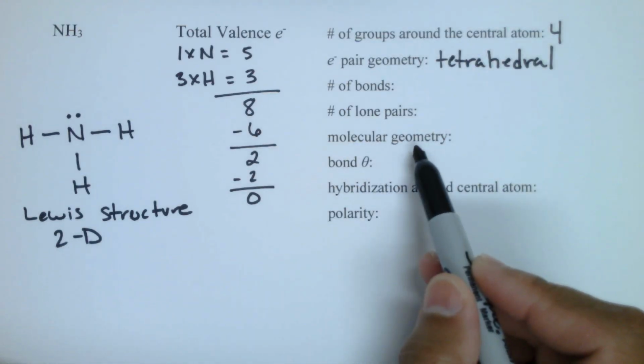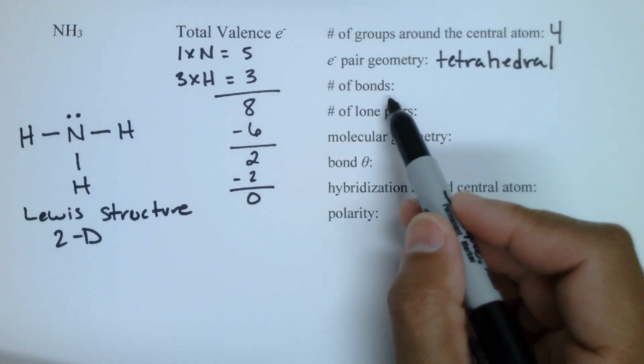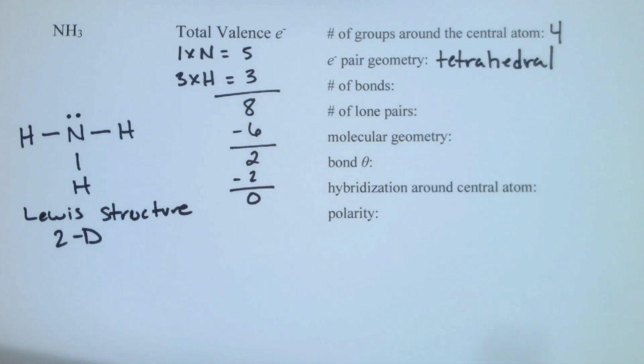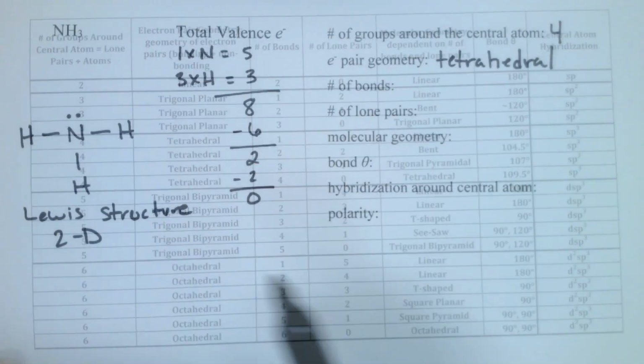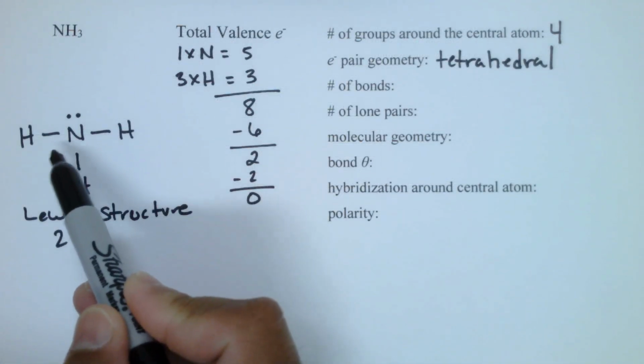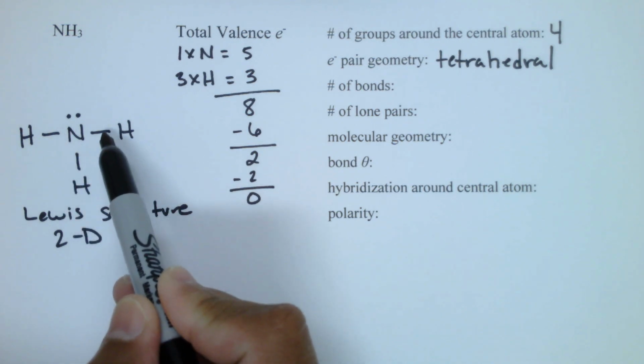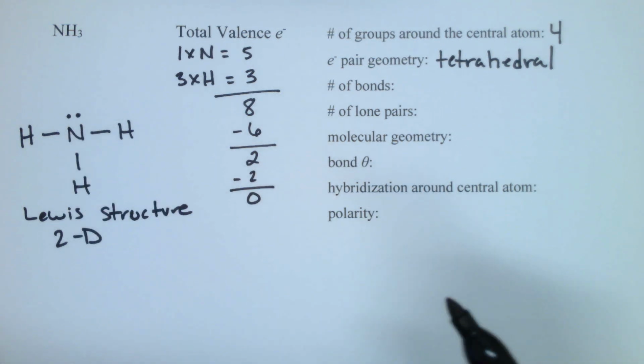Next, the molecular geometry is dependent on the number of bonds and lone pairs present. In this example, around the nitrogen, there are 3 bonds and 1 lone pair.